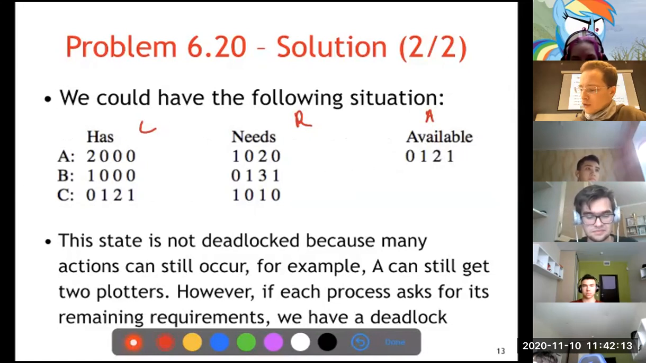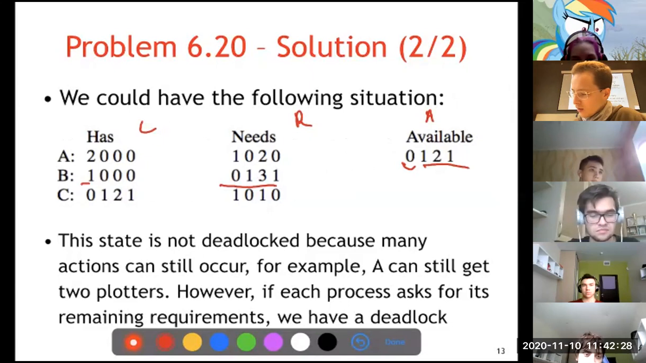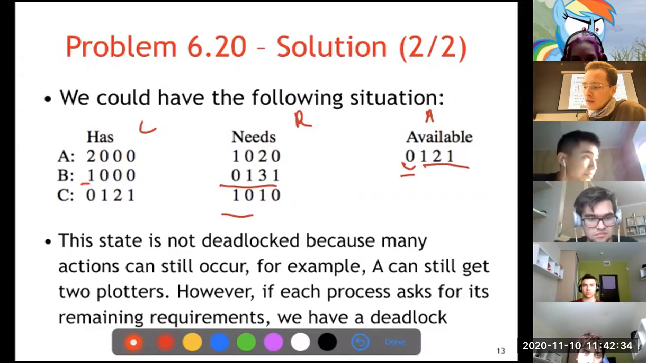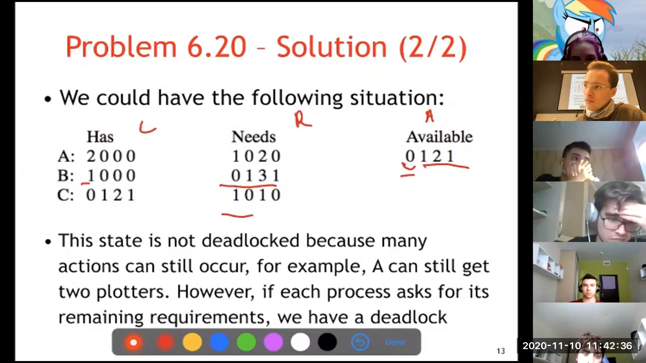Let's start with A. It has 2, needs 1, available 0. So for resource 1, we already cannot start. For B, it has 1, it needs this much. Can it continue? No. C needs 1 and 1. It cannot continue, right? So it seems like we are in deadlock. Are we?